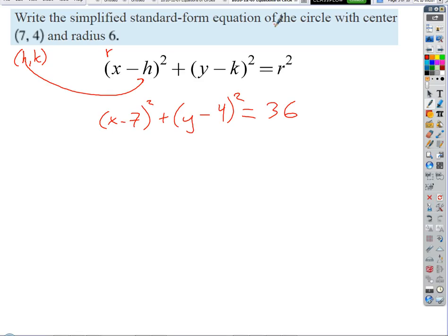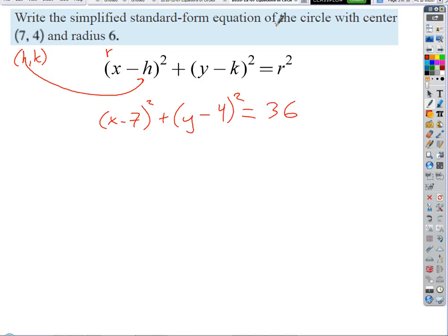Okay? Why does it have an x and a y in it? We need variables, don't we? Because the variables are there to represent all the possible values of x and y for the coordinates of every point on the circle. But only the ones that actually fit on the circle are going to work in this equation, right?